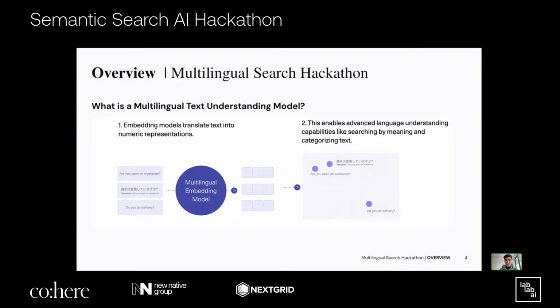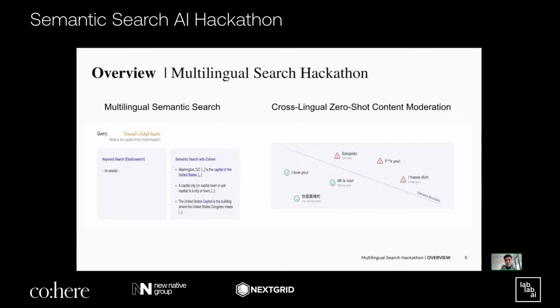I'll start with an overview of our model. As you may know, we released our multilingual model this week. But what is a multilingual text understanding model? This model understands text in multiple languages. Say you have a list of texts in different languages, you send them to the model, and the model returns a numerical representation that encapsulates the semantic meaning of your text. This enables advanced language understanding capabilities, where you can use it for search by meaning or categorizing your text. This is useful for multilingual semantic search and also cross-lingual zero-shot classification.